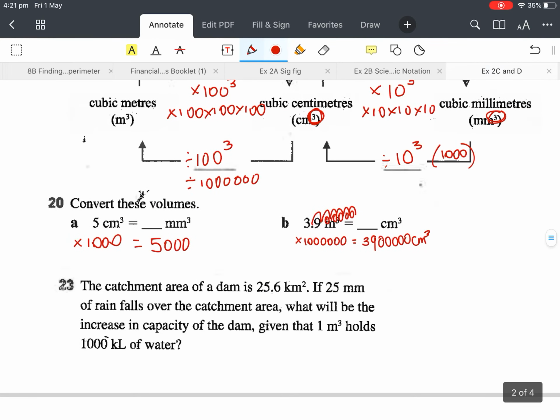All right, and one more. Okay, here we have 23. The catchment area of a dam is 25.6 kilometres squared. If 25 millimetres of rain falls over the catchment area, what will be the increase in capacity of the dam, given that 1 metre cubed holds 1,000 kilolitres?